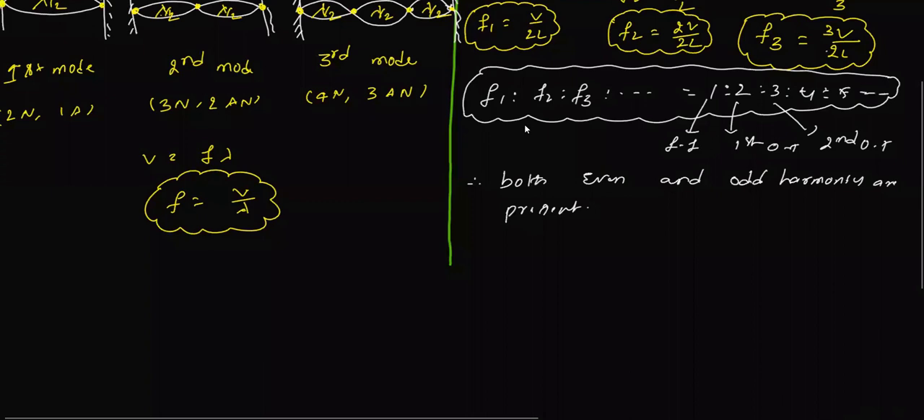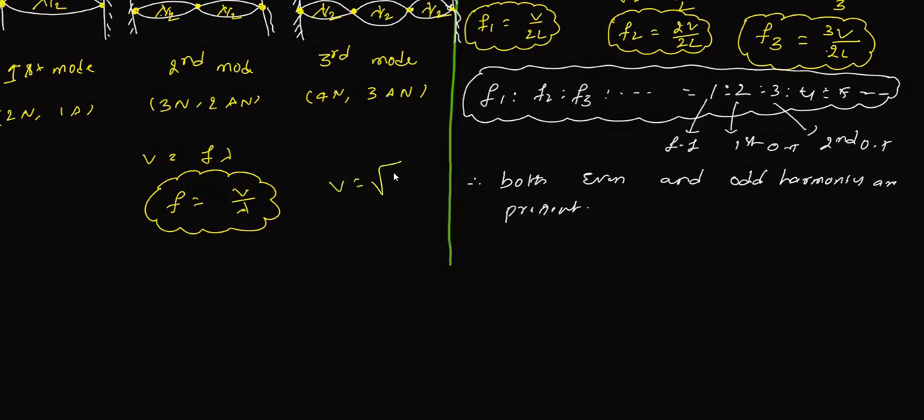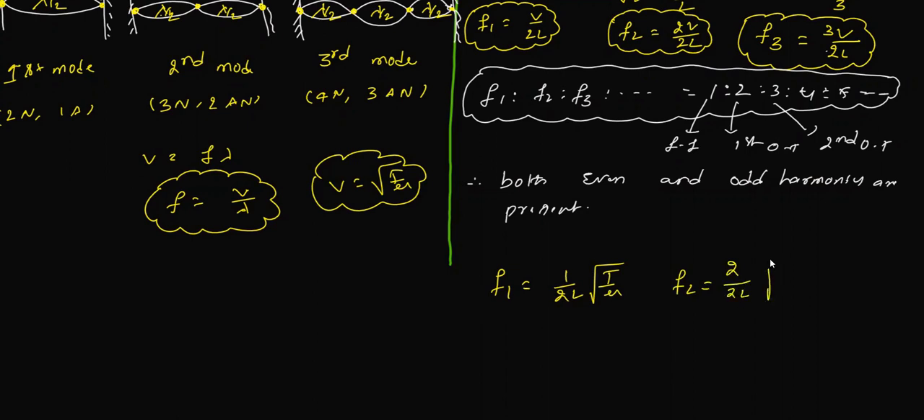We know that the transverse wave speed V is equal to the square root of T by mu, which we derived in the last lecture. We are going to substitute that value here. So F1 can be written as 1 by 2L, and in the place of V, I write the square root of T by mu. F2 will be 2 by 2L into the square root of T by mu.